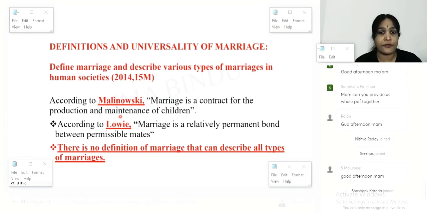So the conclusion is universality of marriage. For that, write down a small conclusion. Marriage is universal. One or the other form of marriage is present in all human societies. I hope you are writing. But there is no definition of marriage that is universally accepted. First marriage with a plant is prevalent in Jharkhand.